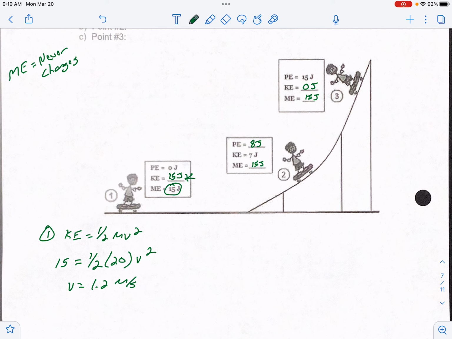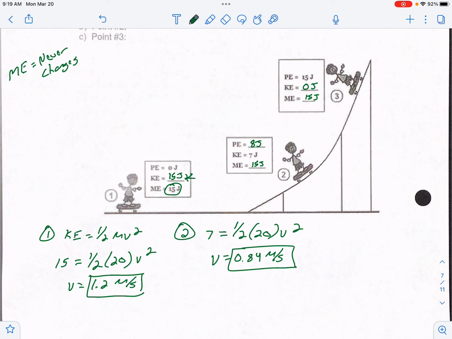Okay, point 2. I know my kinetic energy is 7 joules, so 7 equals 1/2. My mass is still 20. We're just doing the same thing again, just with a different value. I get V by itself and square root both sides, and I get a velocity of 0.84 meters per second, which should make sense because we are starting to go uphill. So your velocity should be going down and your potential energy and height is going up.